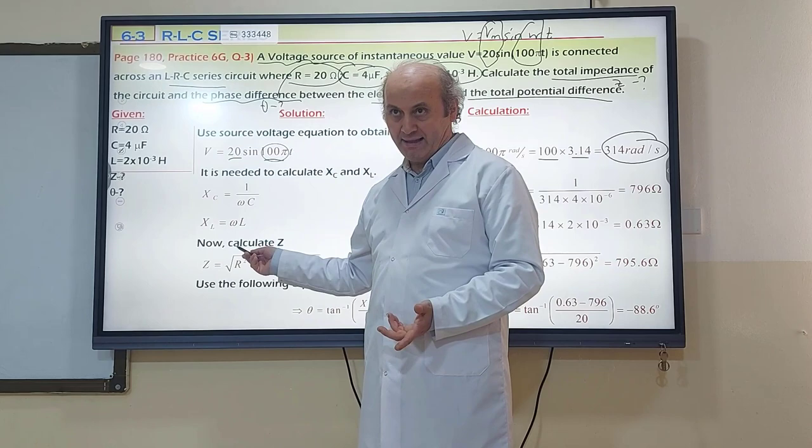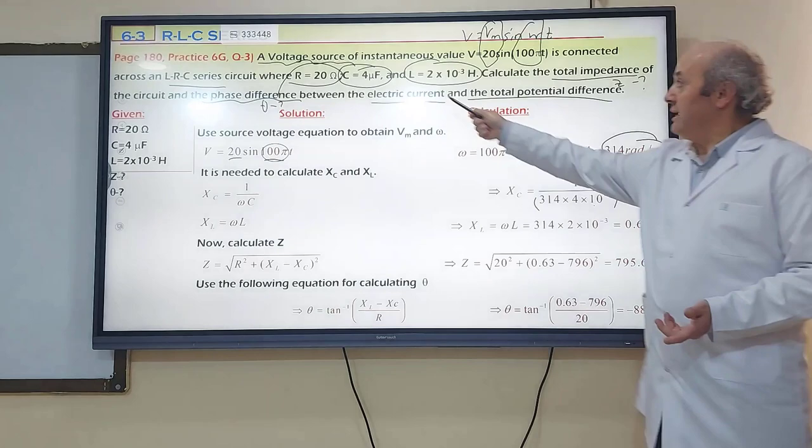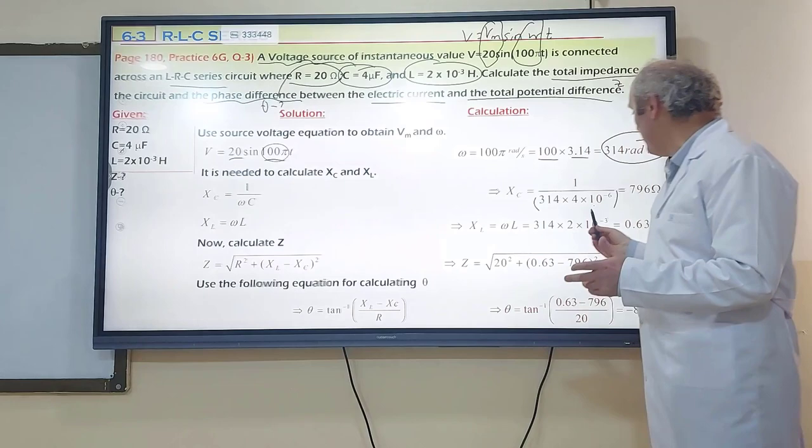C is in microfarads. Microfarad is converted to farad by 10 to the power negative 6. We are going to multiply it. So the result is going to be 796 ohm.